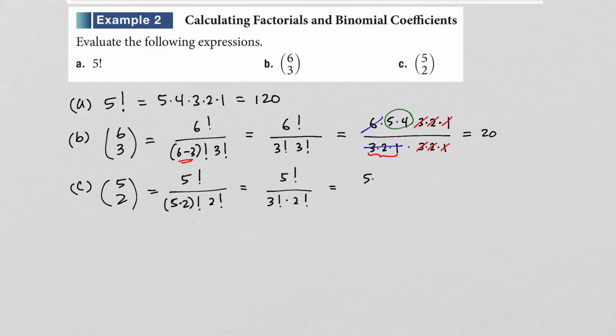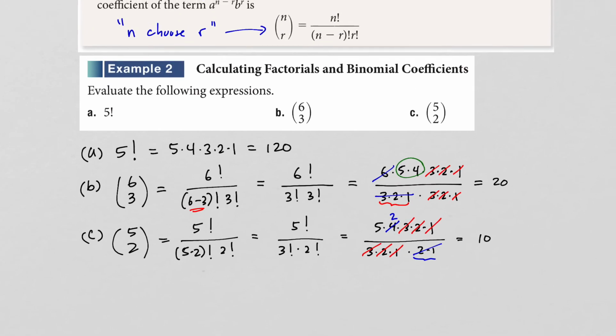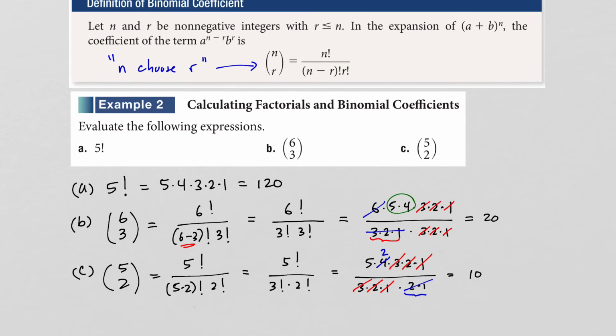And when you expand it, it's 5 times 4 times 3 times 2 times 1 divided by 3 times 2 times 1 times 2 times 1. And again, I'm just going to cancel what I can. So 3 times 2 times 1 cancels with 3 times 2 times 1. And then 2 times 1 is 2. And that 2 right there will cancel the 2 and the 4 and leave you with a 2 left over there. So in the end, we have 5 times 2, which is 10. And so the combination 5 choose 2 is 10.